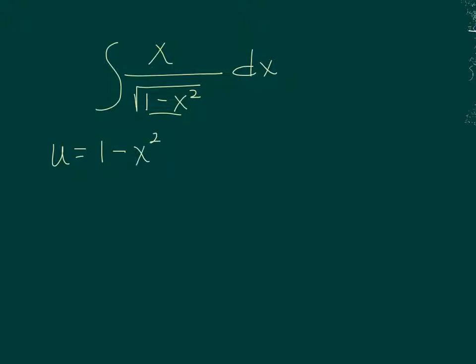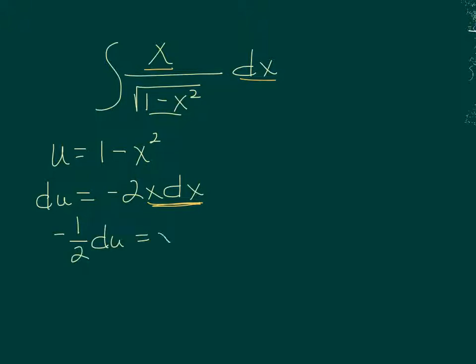We take the derivative of u, which is negative 2x dx. Notice I have x dx. I don't have the negative 2. So I'm going to solve this equation for x dx so I can make a direct substitution. We'll do that by dividing both sides by negative 2 or multiplying by negative 1/2. So we have negative 1/2 du equals x dx. Okay, that's what I have in my integrand, so now I can substitute.